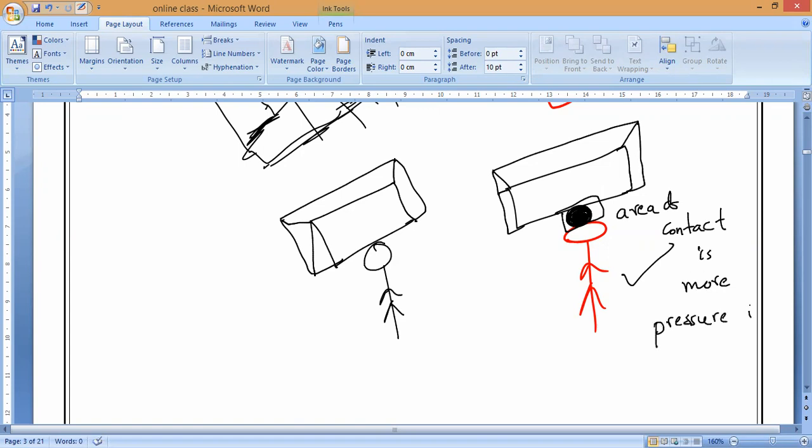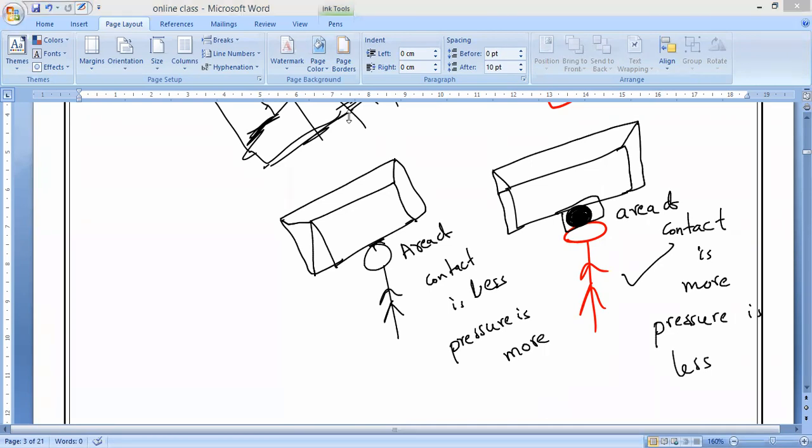Less. Pressure is less. That is what you have to understand. But here, the area of contact is less, so the pressure is more. Monish is saying the opposite of everything. Understand?